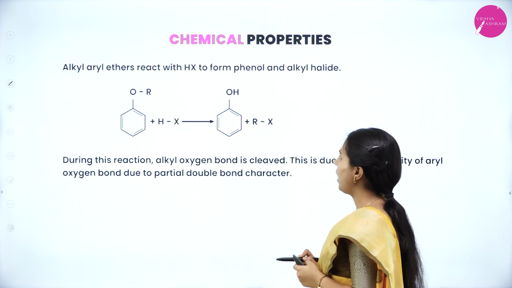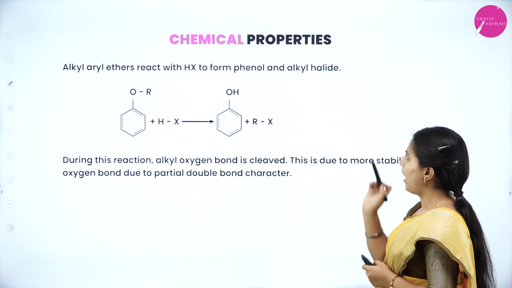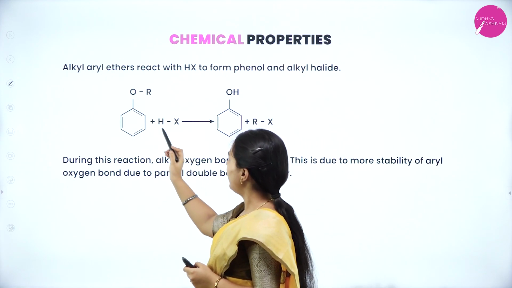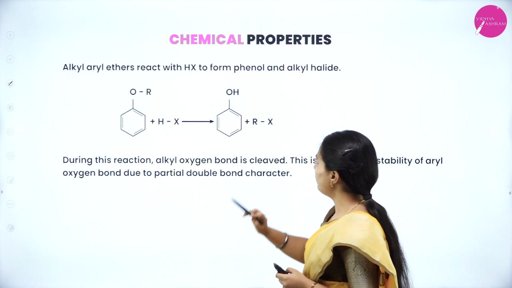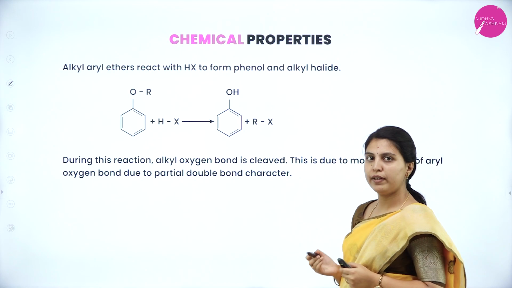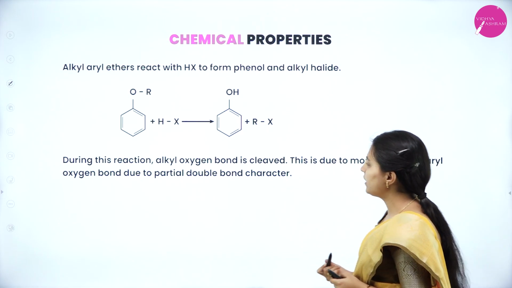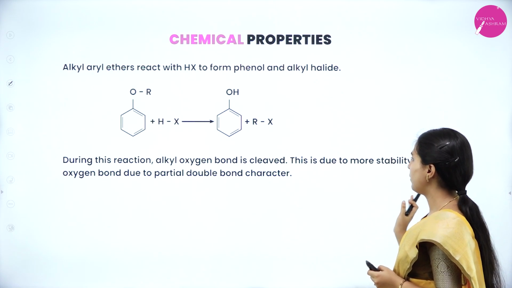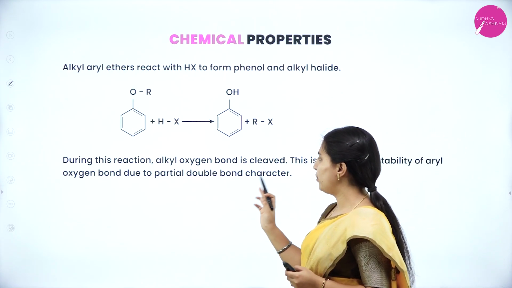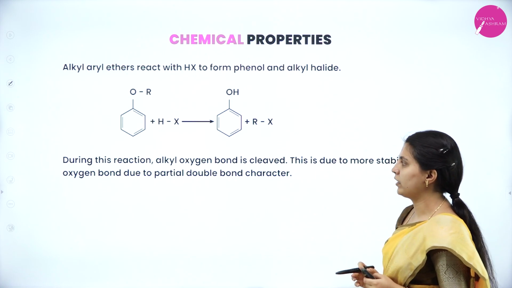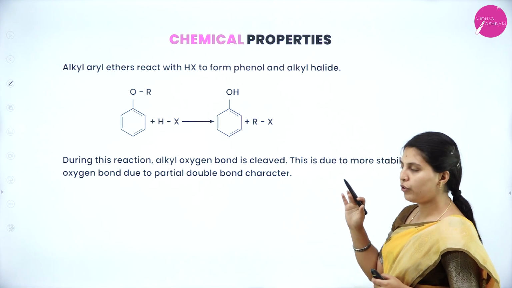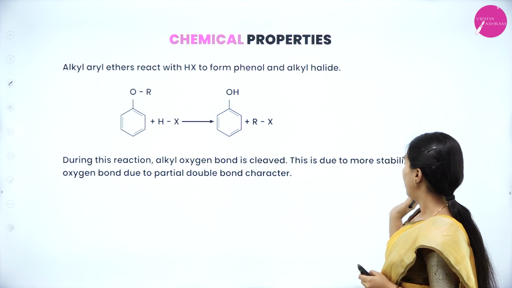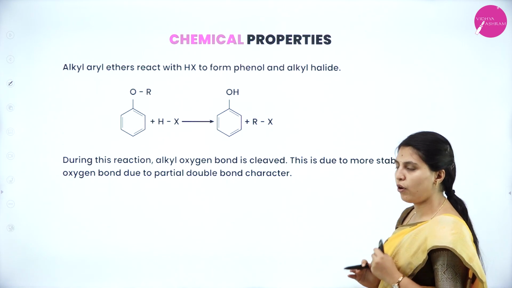Alkyl aryl ethers react with hydrogen halide to form phenol and alkyl halides. During this reaction, the alkyl oxygen bond is cleaved. This is due to the greater stability of the aryl oxygen bond, which has partial double bond character. Here, the alkyl oxygen bond will break because the stable aryl oxygen bond is retained.